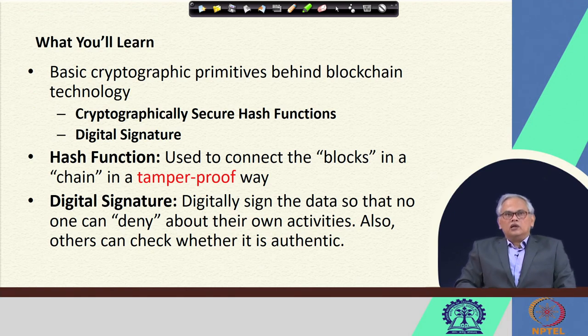So, what we will learn, including this lecture and the next few lectures, starting from lecture 3 and then 4, 5, 6 and 7, is these basic primitives behind the blockchain technology. We will talk about cryptographically secure hash functions. Also, we will talk about digital signatures. These are two different concepts, although there is some relationship between them, as we will see as we progress. And this first lecture will talk about hash functions.